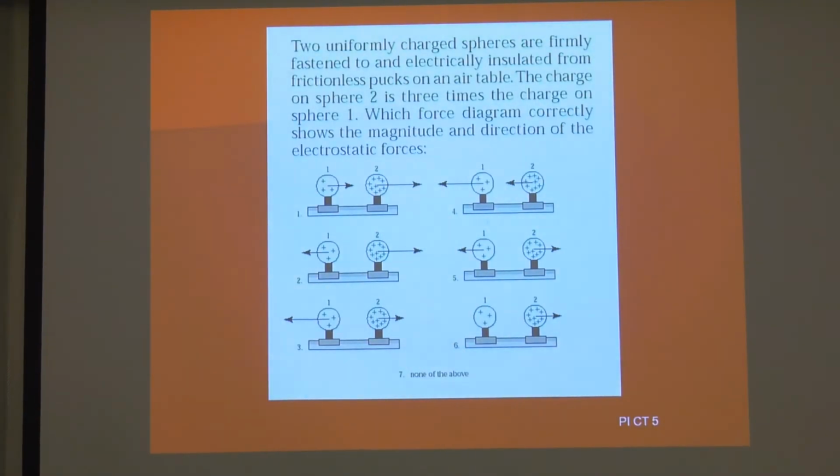All right, here's a question for you. This is a good review question. Physics 121 all the way. So everybody read it, pause your video, and figure it out.